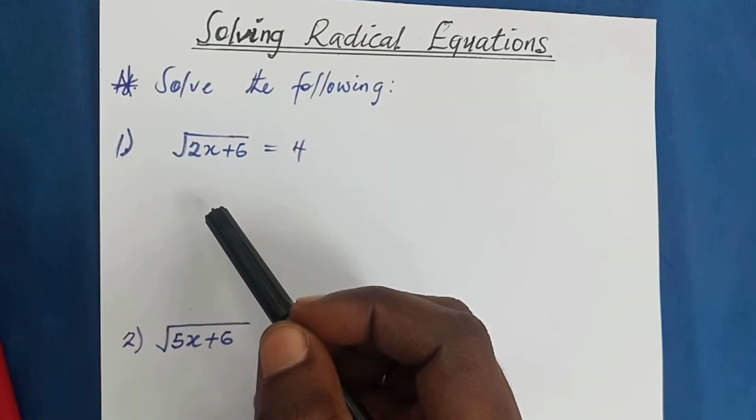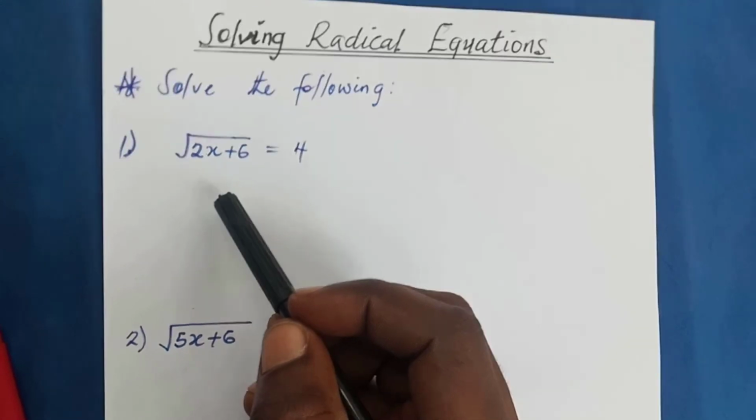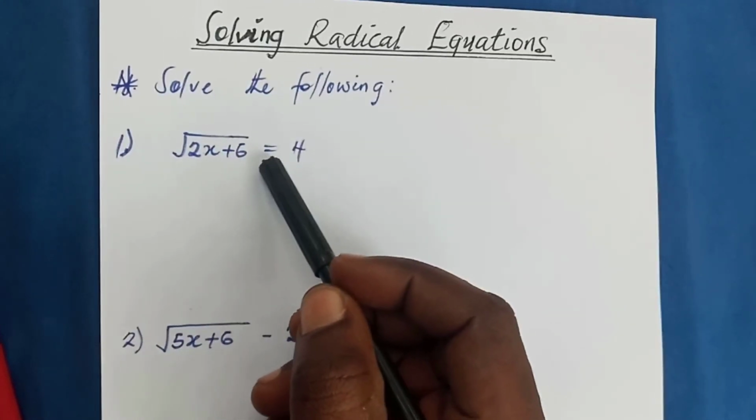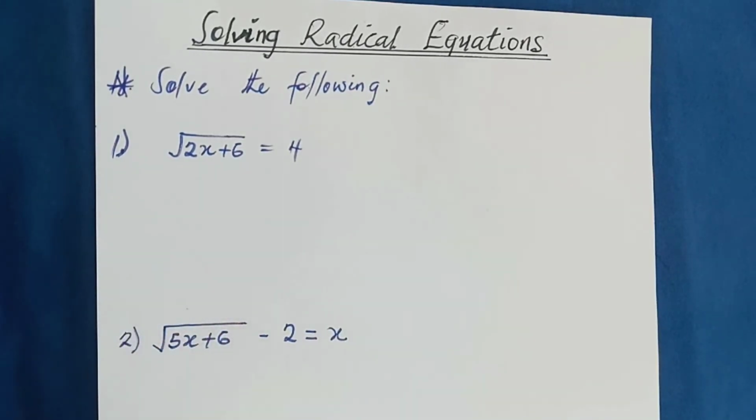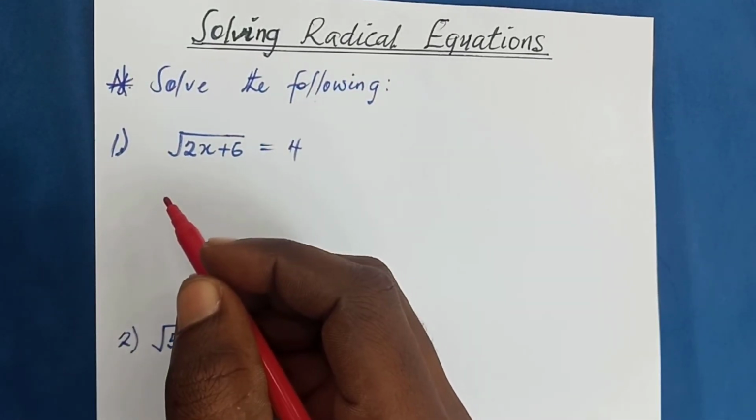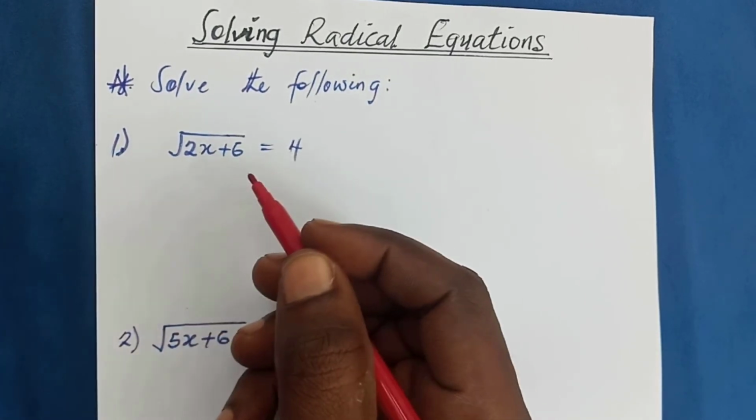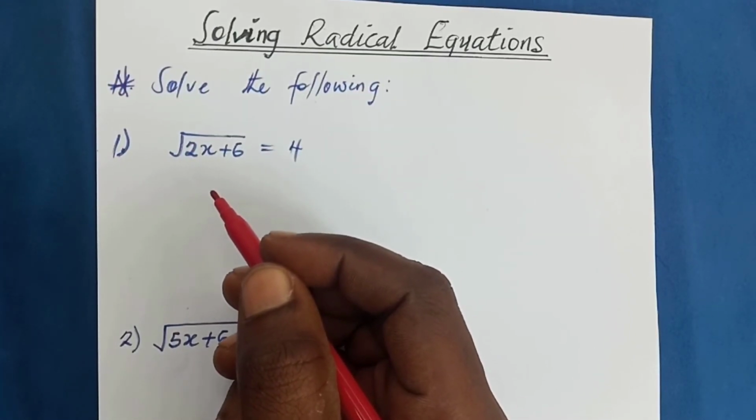Alright, so today we are going to look at how to solve radical equations. Equations that have the radical sign like this, and then that one, and some other few examples. Assuming you have an equation like this and you want to solve, the only thing you have to do is to do away with the radical sign, or undo the radical sign.